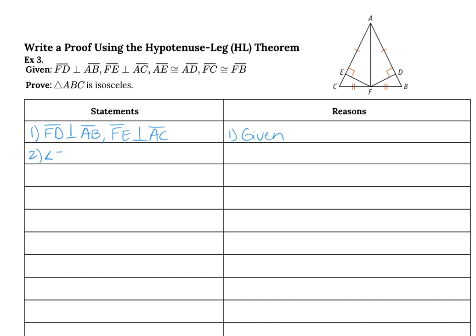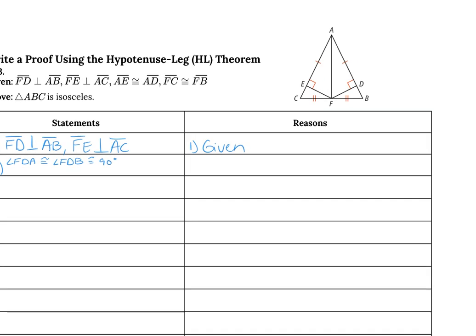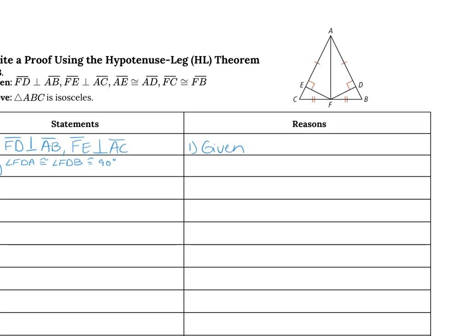Actually, let me give myself some more room here. So angle FDA is congruent to angle FDB, which would equal 90 degrees. Okay, so FDA is already listed as a right angle. FDB would also be a right angle.